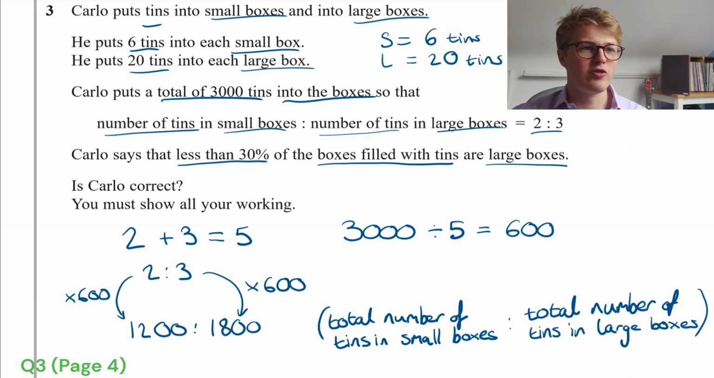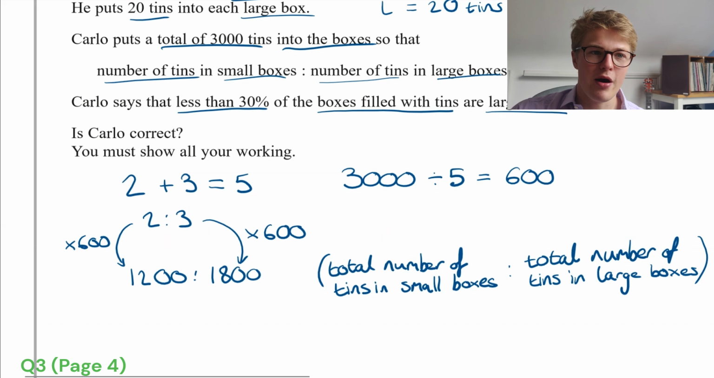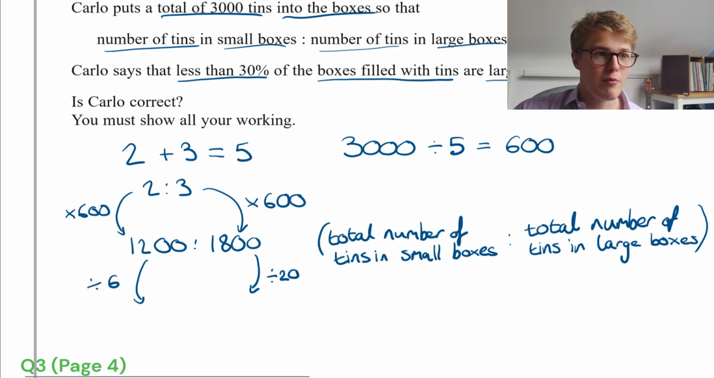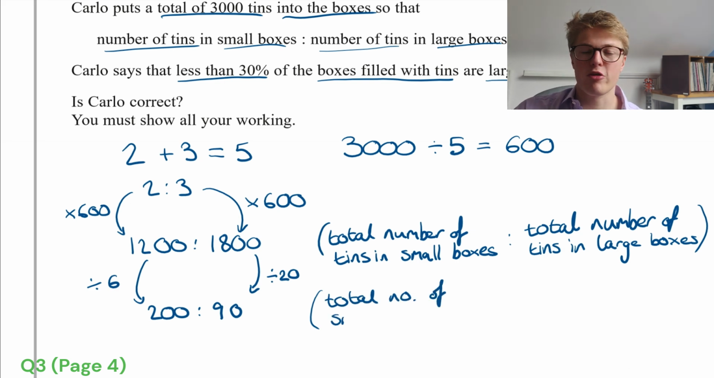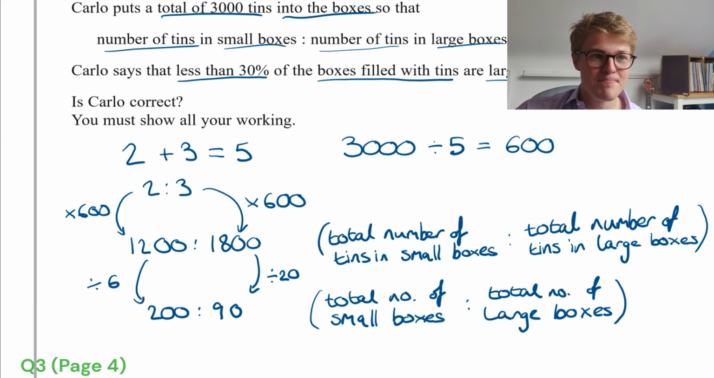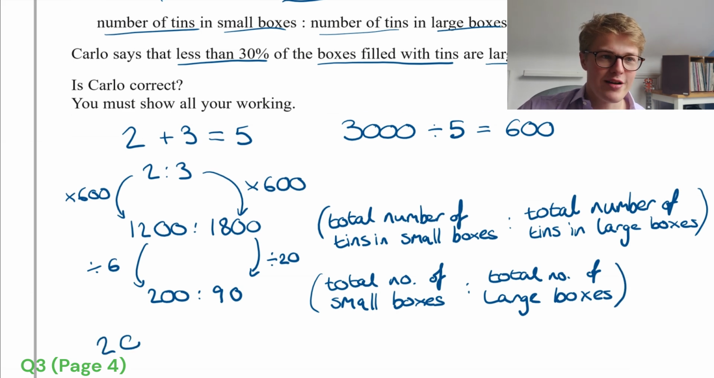Next, we need to divide the total number of tins in small boxes by the number of tins in a small box, which is 6. So that leaves us with 200. And then we need to do the same for the large boxes, but remember there's 20 tins in a large box. So we do 1,800 divided by 20, which is 90. So we have a ratio of 200 to 90, which means in total there's 290 boxes.